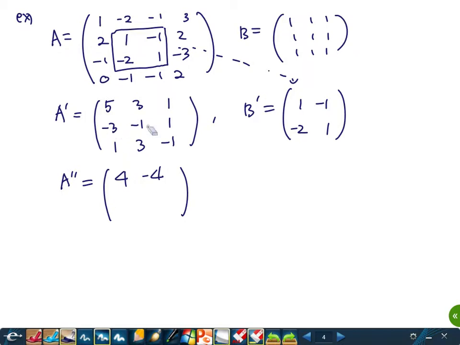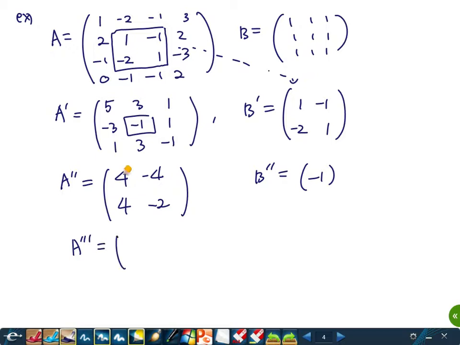So the determinant of this part is minus 8. But we have to divide that number by this. So it's going to be 4. Now what is this? 1 minus 3 minus 2 divided by 1 is minus 2. B prime, B double prime, you just take this part in the center. It's minus 1. Now we are almost done.